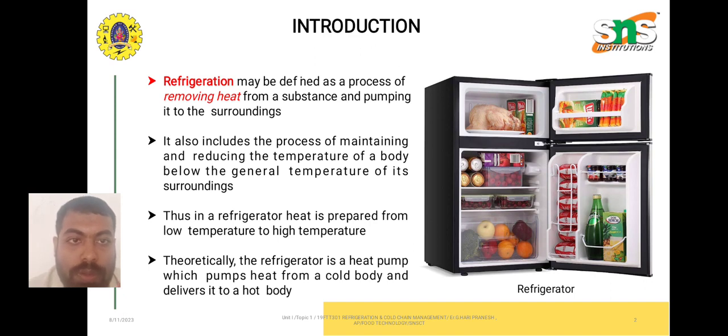It also includes the process of maintaining and reducing the temperature of a body below the general temperature of its surroundings. Thus, in a refrigerator, heat is pumped from low temperature to high temperature. Theoretically, the refrigerator is a heat pump which pumps heat from a cold body and delivers it to a hot body.